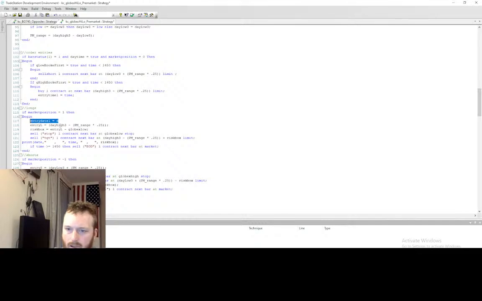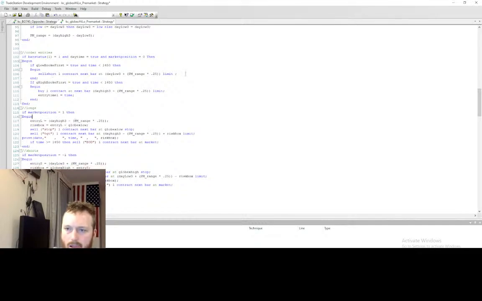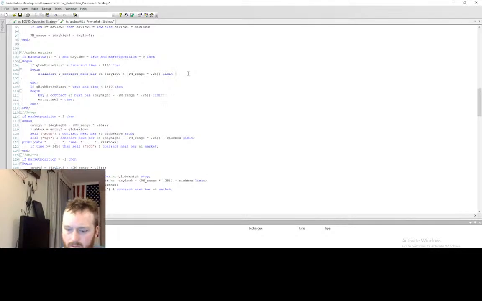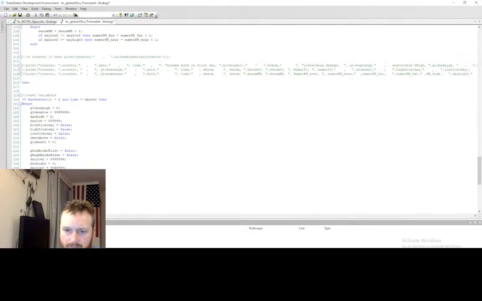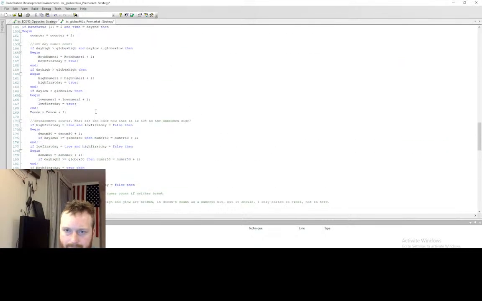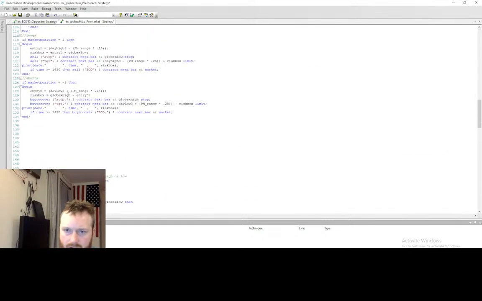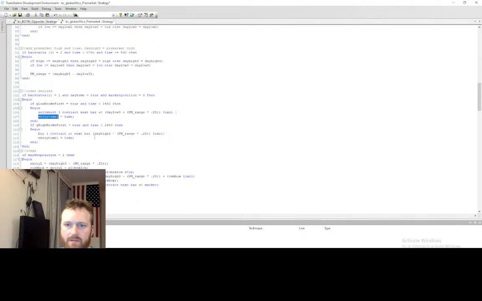One trade per day. So entry time 1 equal to true, equal to time. So entry time 1 needs to be reset. Oh wait, no, that's fine. It resets every time. It doesn't need to be reset. So basically, when we enter the market, entry time stamps a timestamp.